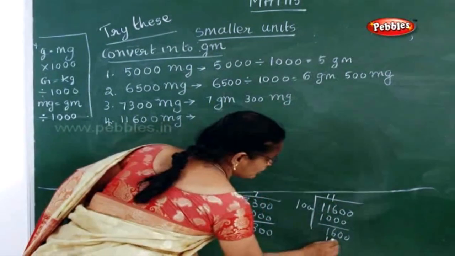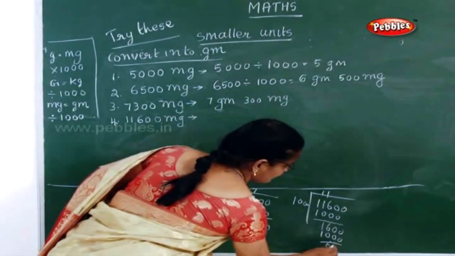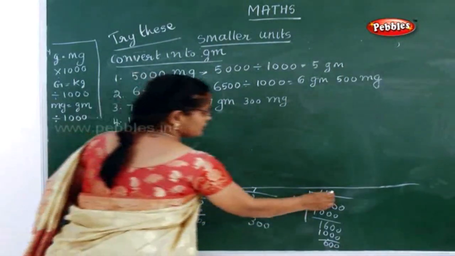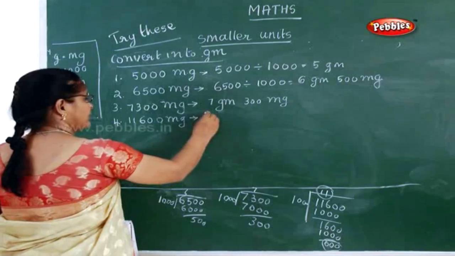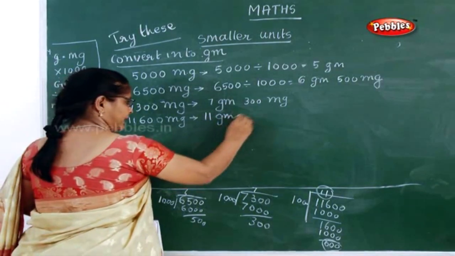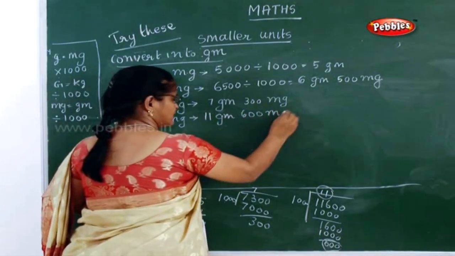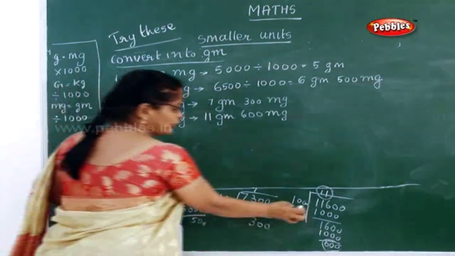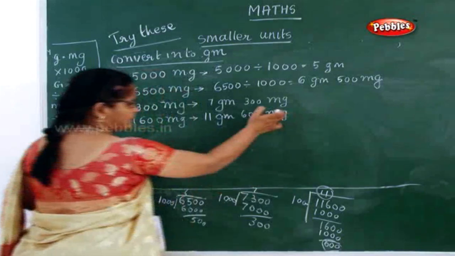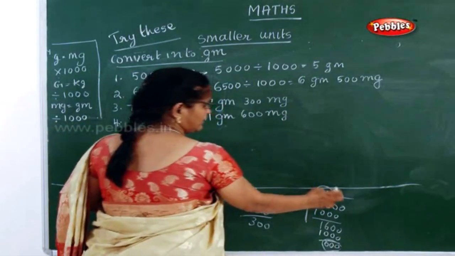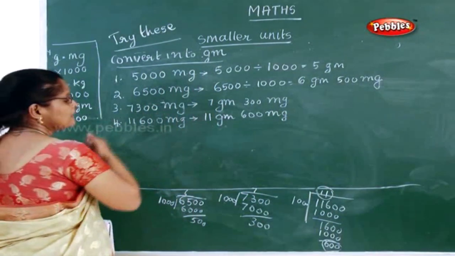One time. So what is the remaining here? 600. So what is the answer here? It is 11 here and the remaining is 600. So now what do you have to write? It is 11 gram and 600 milligram. You have to divide by 1000, and whatever the remainder is can be taken as the milligram, and whatever you have got in the quotient, you have to take as a gram.